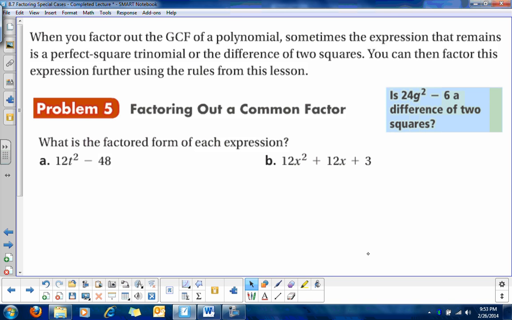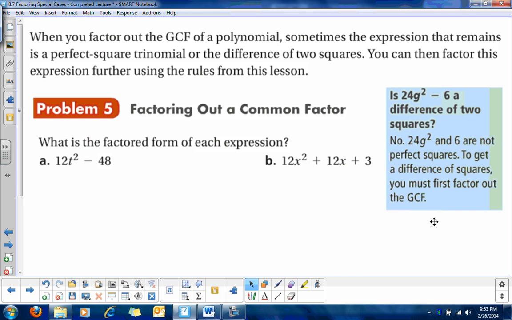Now, for example, if we're looking at 24g squared minus 6, and we want to know, is that a difference of two squares? Well, looking at it the way it is there, nope, it's not. Because 24 is not a perfect square, and neither is 6. So those are not perfect squares.